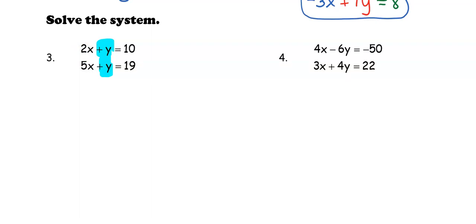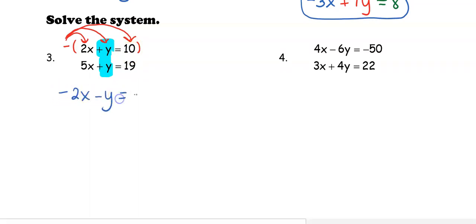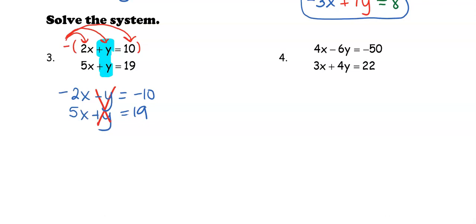So what I'm going to do is I just want to make one of them negative, and it doesn't matter which one you do. I'm going to make the top negative, just because. But what you got to be careful about is that negative needs to go to all 3 pieces. A lot of times we forget to distribute to the last piece on the right-hand side of the equal sign. So that becomes a negative 2x, a negative y set equal to a negative 10. Now we didn't make any changes to the second one, so that's just going to stay as is. And we see that a positive and a negative y equals 0 y's. And since I have 0 y's, that's what created that elimination aspect.